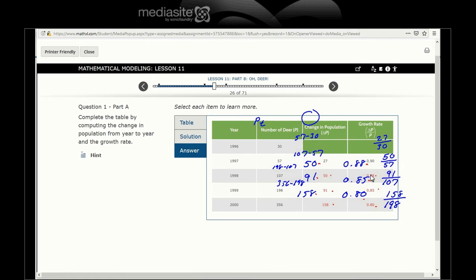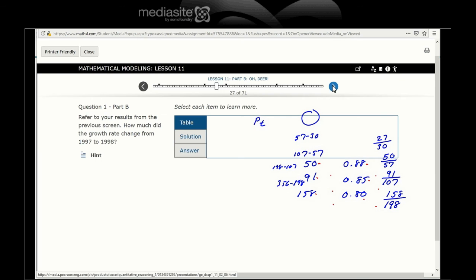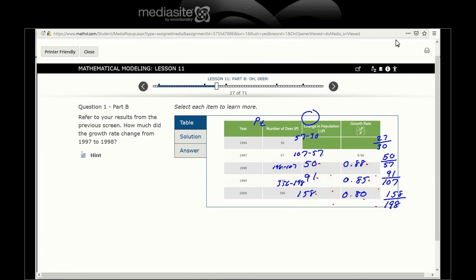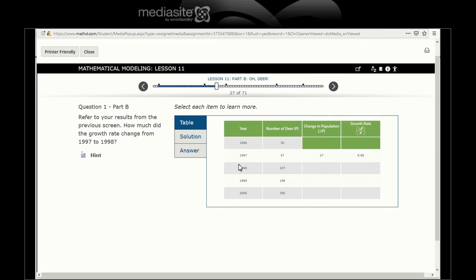So the growth rate is just the change between these 2 years divided by the population of the previous year, the year you're coming from. Further results from the previous screen: how much did the growth rate change from 97 to 98?